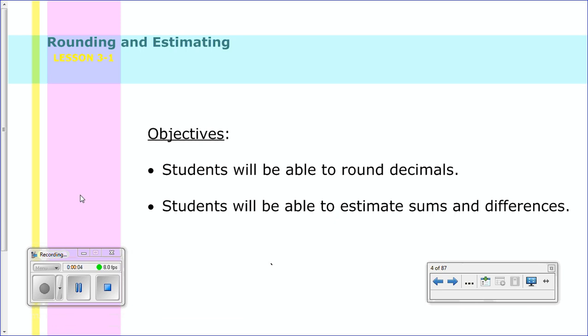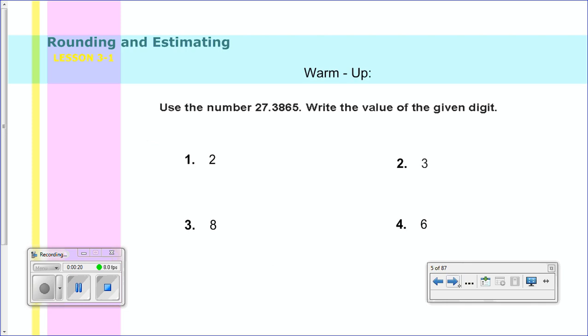Hello, 7th graders. And tonight we're going to look at lesson 3-1 on rounding and estimating. In tonight's lesson, we have two main objectives. First, you will be able to round decimals. And secondly, you will be able to estimate sums and differences.